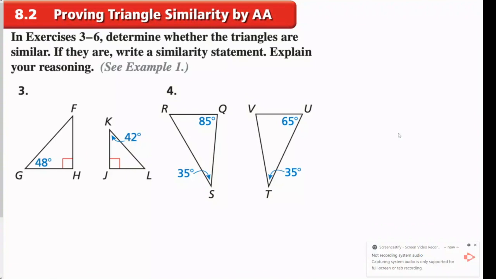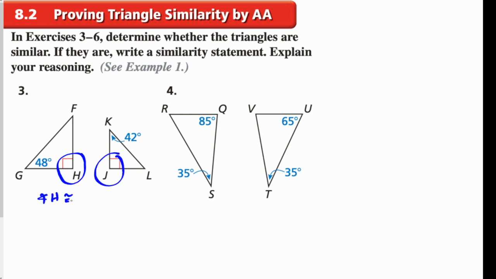So here are some problems to practice identifying similar figures. It says, determine whether the triangles are similar. If they are, write a similarity statement and explain your reasoning. Well, we see that we have H is congruent to J. Those are both right angles.